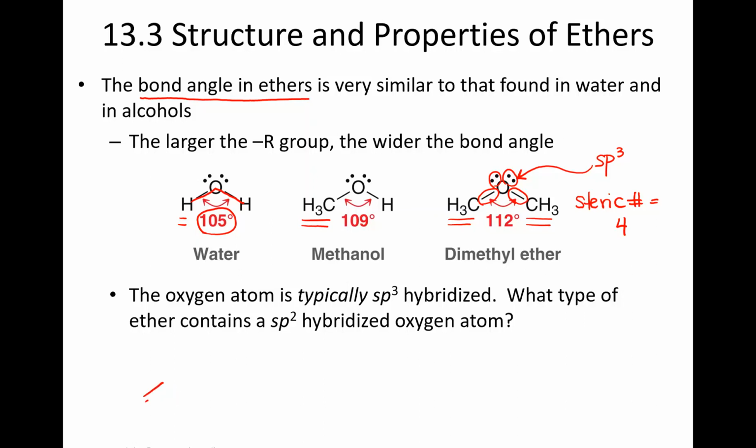For example, if we look at methyl vinyl ether, the oxygen here is sp2 hybridized, not sp3. And the reason for that is because of the neighboring sp2 hybridized carbon. So this carbon has a p orbital overlapping with the p orbital on the next carbon, forming the pi bond.